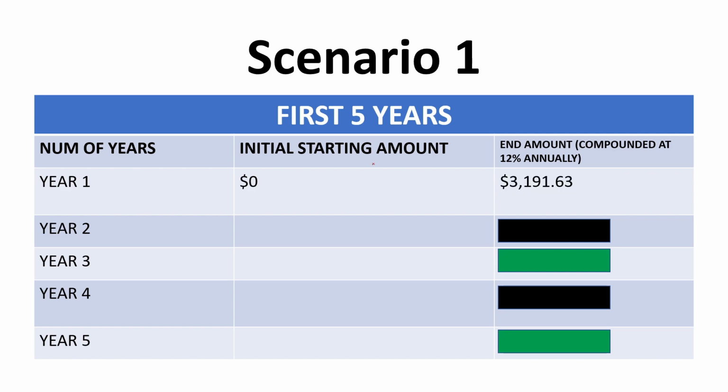So at the end of year one, we should be at $3,191.63. So very quickly, before we go on to year two, year three, year four, year five, all the way out to year 15, I want to explain the math real quick, just for the first 2 months, okay?